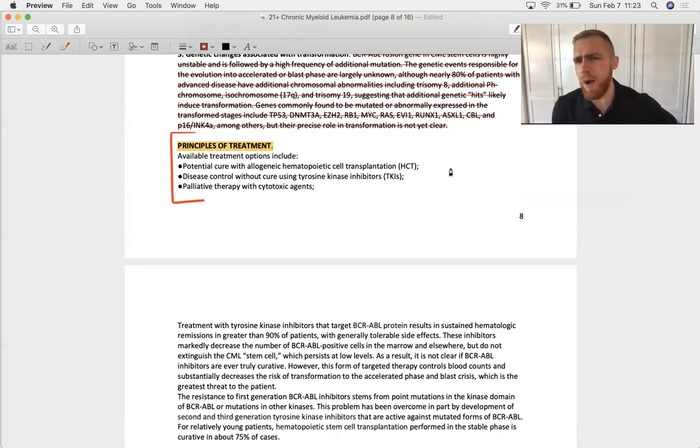So that's different from autologous, right? Which would be we're taking your own cells out and then we're frying your bone marrow and then putting your own cells back in. So allogeneic, definitely higher risk for transfusion reactions on down the line compared to autologous.